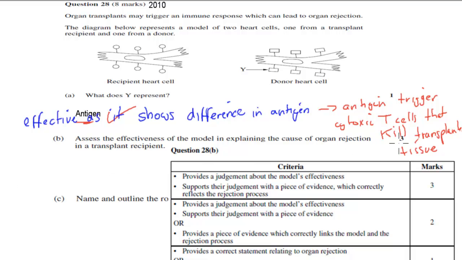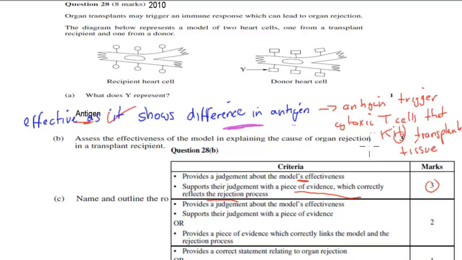To get full marks, so 3 out of 3, you should provide a judgment about the model's effectiveness, but also support that judgment with a piece of evidence which correctly reflects the rejection process. So basically, say if it's effective, but also say why. How is it effective? What does it show? For example, I said that yes, it's effective because it shows a difference in antigens, and these antigens are important in triggering the immune response, as cytotoxic T cells will go towards them and are activated by them and basically kill the transplanted tissue.